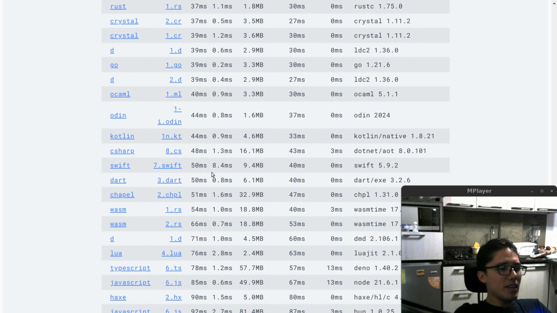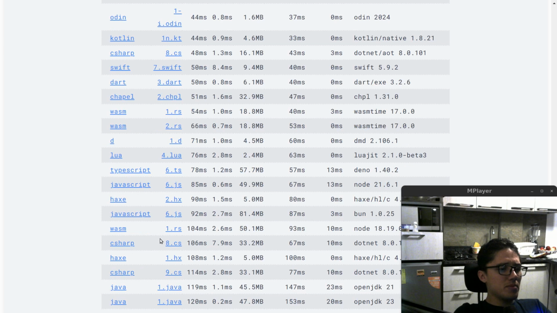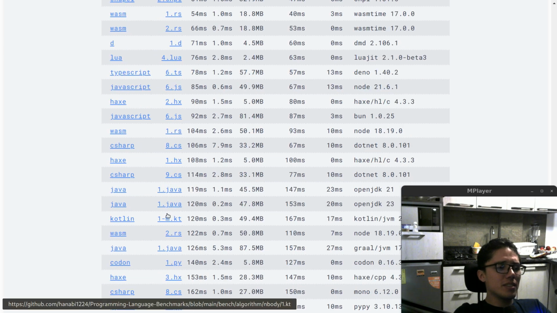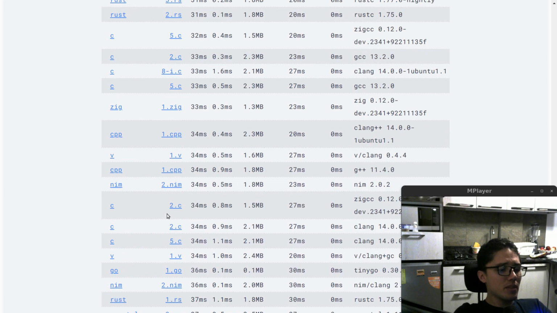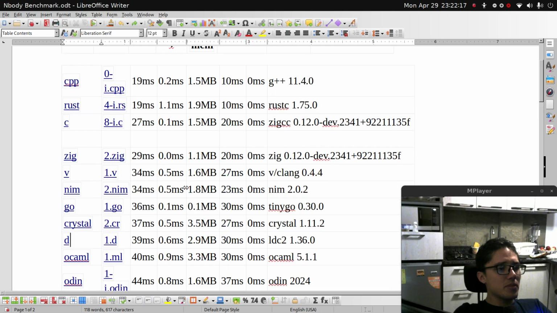Swift, the same thing. Dart, I mean, it's not really. And then you have all these other guys. I think we have chosen to break the table in the right place. So yeah, we're right with this. We're okay.